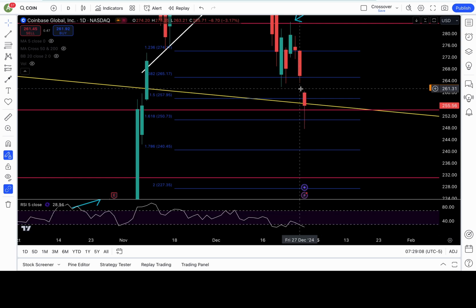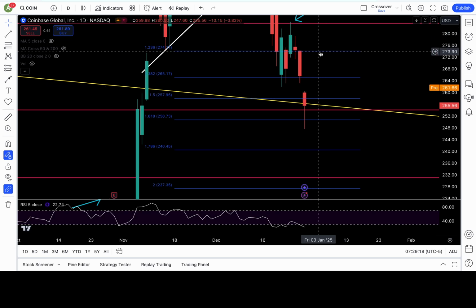But here we are gapping up now. And I do have resistance at 263 and 265. If we are going to go long, I need to see those levels clear. As of right now, I do have support at 260 and 258. If those levels fail again, it's going to be very bearish with 255 or lower in play.